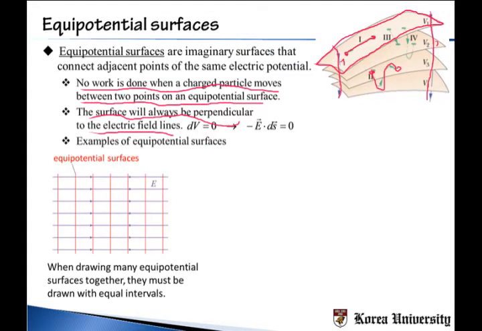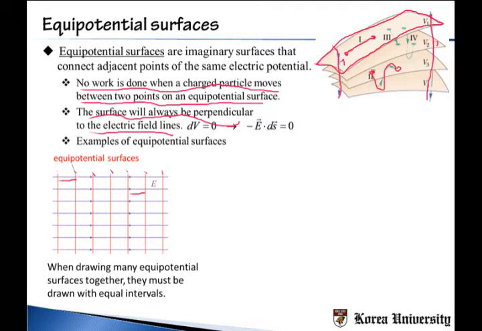And then for the second rule, let's take a look at another figure. Remember, when you are drawing equipotential surfaces, you end up drawing many of them, right? Here, for example, there are 1, 2, 3, 4, 5, 6, 7, or even more equipotential surfaces. And when you draw them, remember you have to always draw them with equal intervals, which means that the difference in electric potential, say between here and here, must be equal to the difference in electric potential between here and here. Okay, it's always the same.